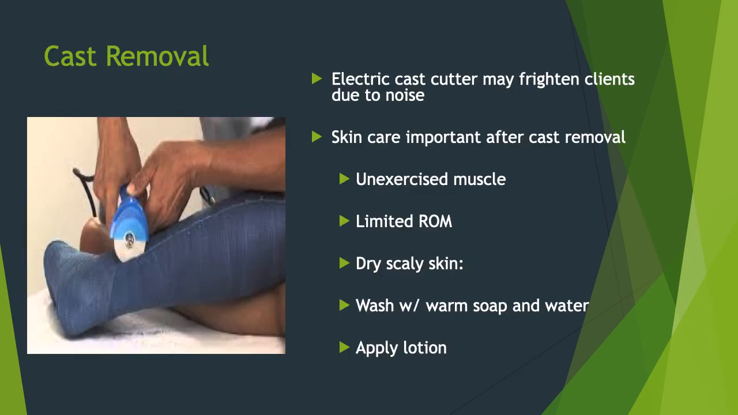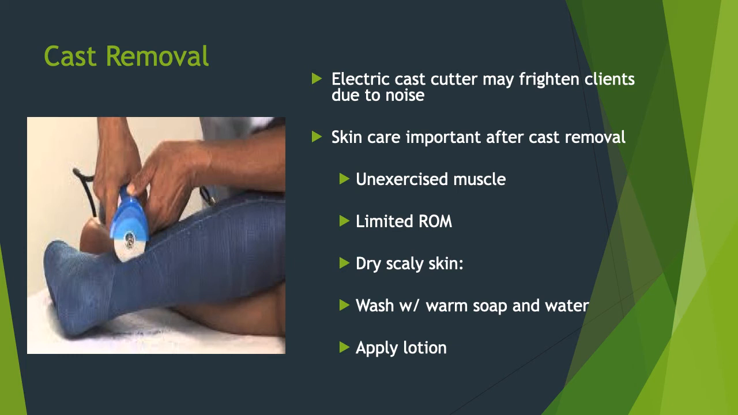Now, removing a cast has got to be a scary situation whenever someone's coming at you with what looks like a skill saw. You have a fear that that's going to cut into your leg. Can you imagine how children would feel and how scary that would be? So for cast removal, we're going to use electric cast cutters. And like I said, that can frighten a person. Not just the noise, but the fact of that blade rotating around can be scary enough.